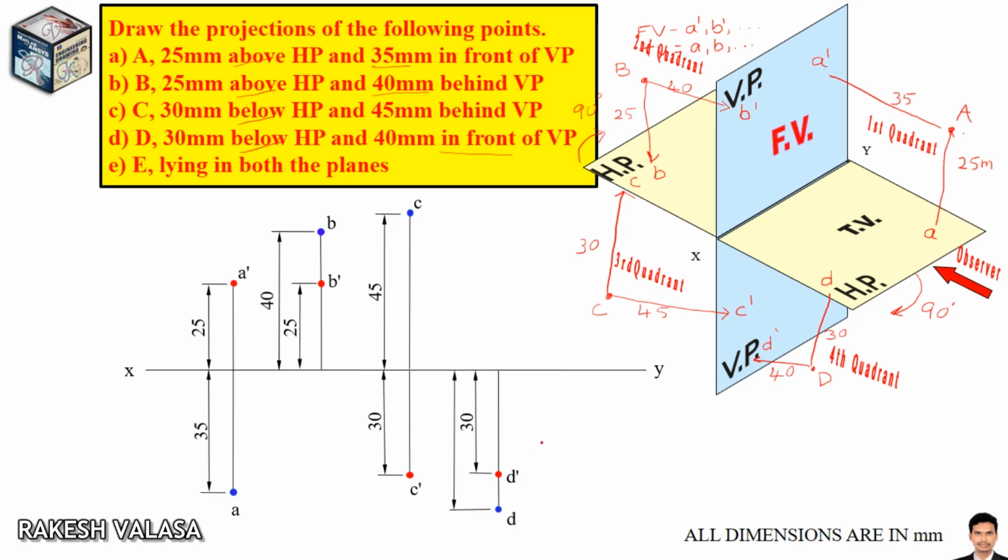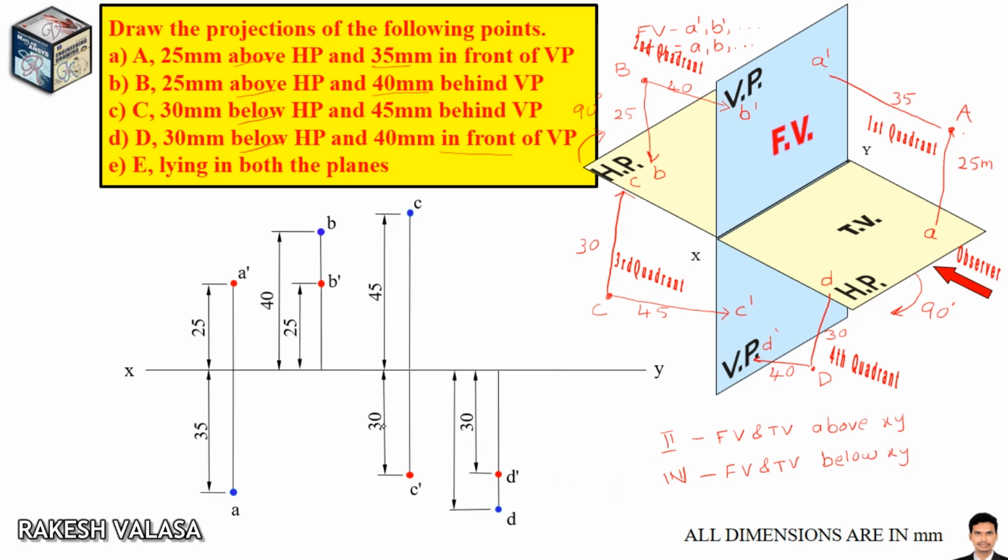Here one observation is that in the second quadrant, both front view and top view are above XY. Coming to the fourth quadrant, front view and top view are both below XY.